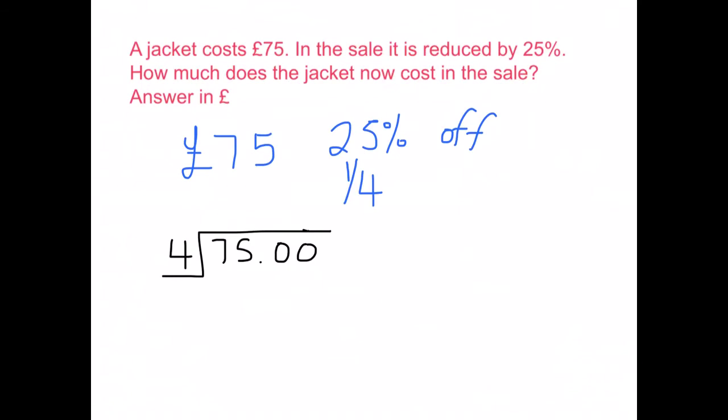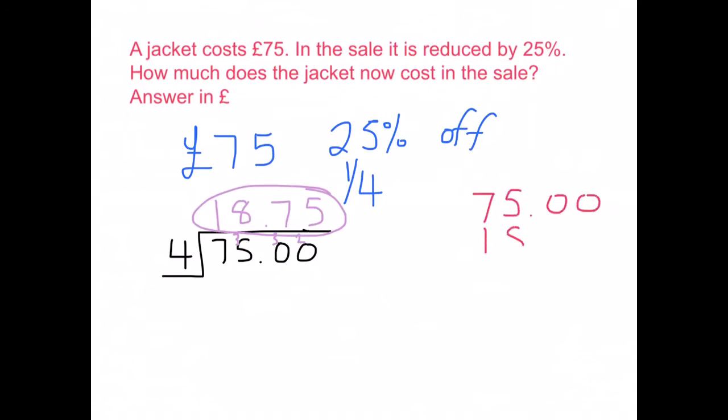4 into 7 goes once, 3 over. 4 into 35 goes 8 times, 3 over. 4 into 30 goes 7 times, 2 left over. 4 into 20 is 5. So 1/4 of £75 is £18.75. That's not our answer yet though. So the jacket was originally £75.